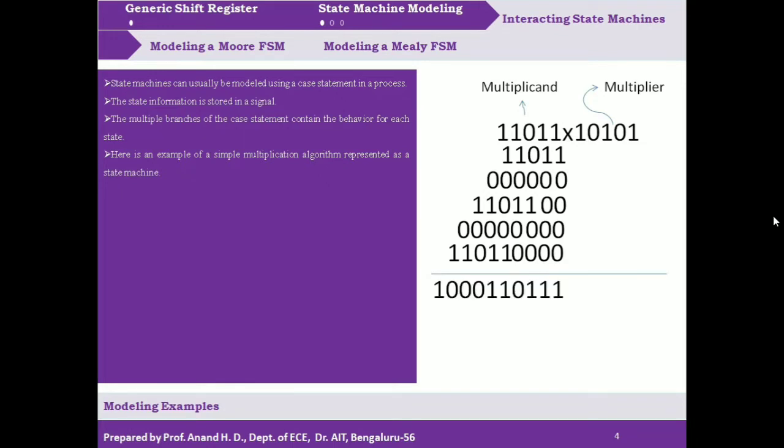1 0 0 0 1 1 0 1 1, right? So this is the multiplication process that we carry out. Correct. So how to model this using a state machine? What is the number of states that are required? In order to decide that, we should understand this process. So what is it that we have performed here?